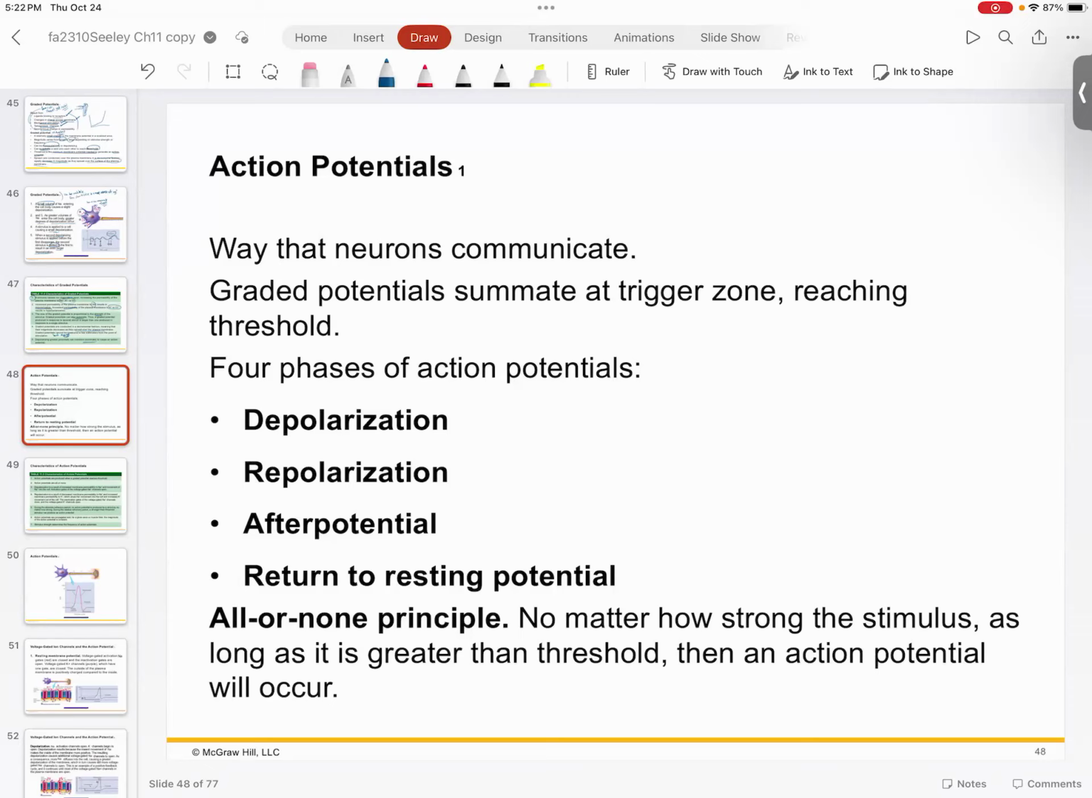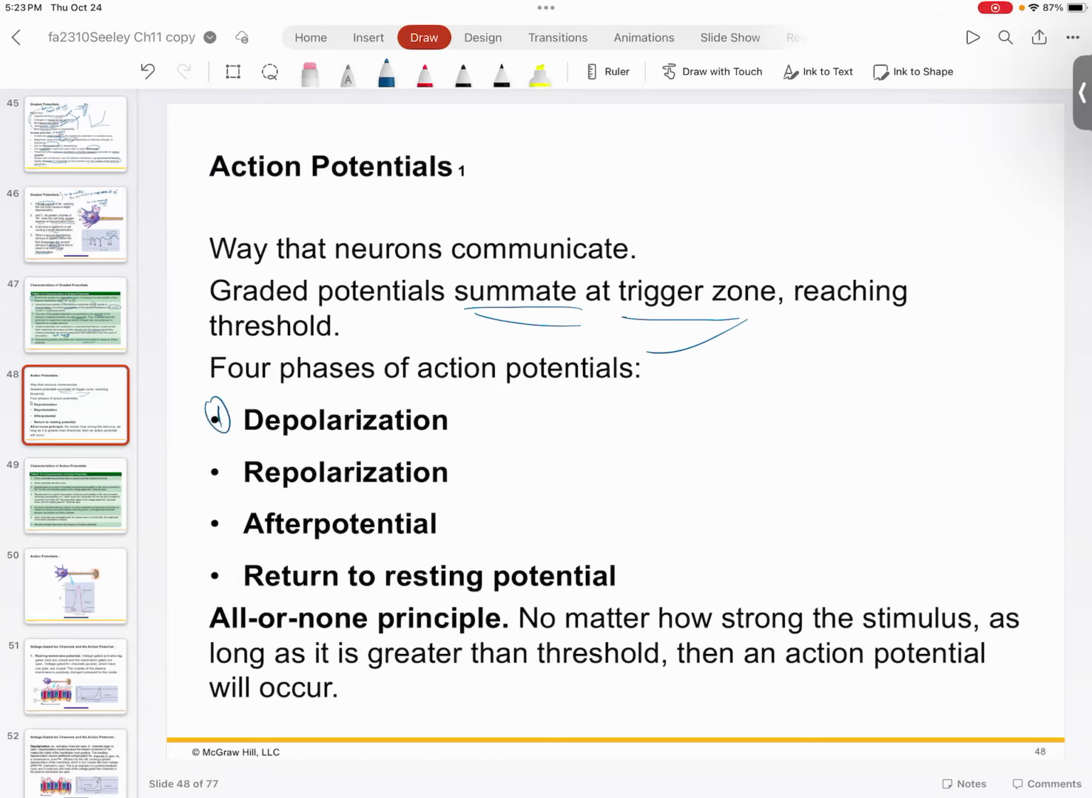So first of all, you start with the graded potentials, right? Ultimately, the graded potentials will be what starts first, and they'll summate together, getting stronger and stronger at a region called the trigger zone. And then they'll build up to reach threshold. And once they reach threshold, then you open up the floodgates, and it's basically off to the races. And there are four main phases of your action potential curve.